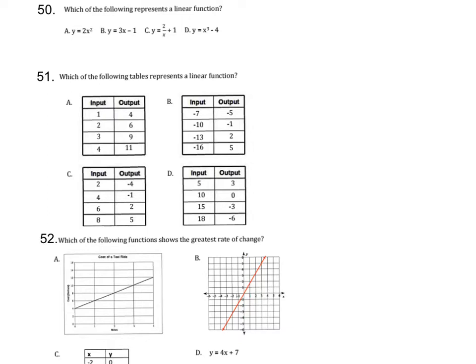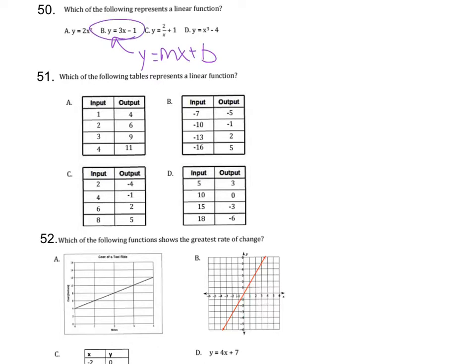Number 50 says, which of the following represents a linear function? So we want to know which one of these equations would be a line if we graphed it. Look and see if any of them look familiar to you. Do any of them look like things that we graphed and we got a line? Well, B is slope-intercept form, right? So that is definitely going to be a line when we graph it.